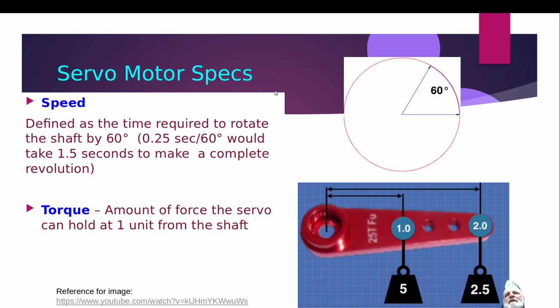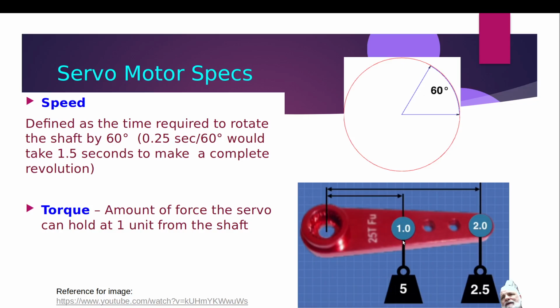All right. Now, when you're talking about motor specs, there's two big things that we talk about. One of them is the speed: how fast is the thing moving? And number two, how much torque can it hold?